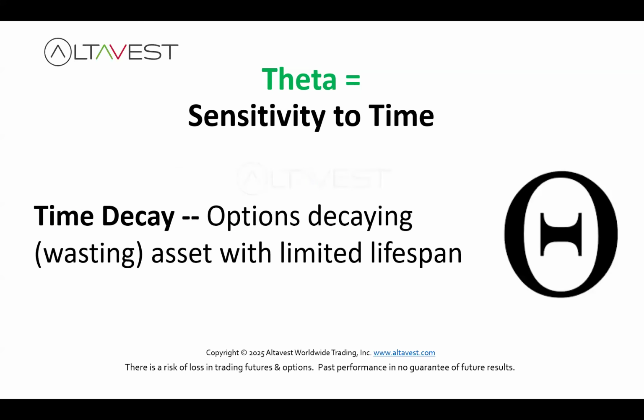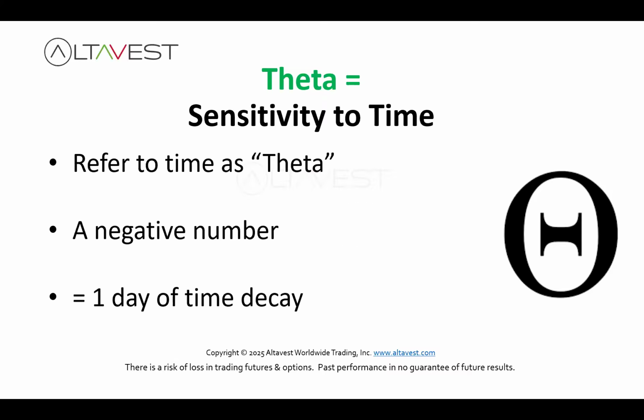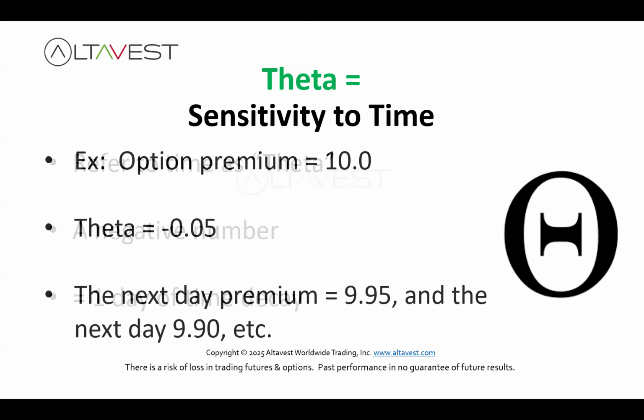And then the other letter is theta. It just references time or sensitivity to time. Remember, options are a wasting asset, as they say. They have limited life, so time decay affects the value of an option. So theta is the term used when describing time in option speak. It's a negative number, and it's one day of time decay.